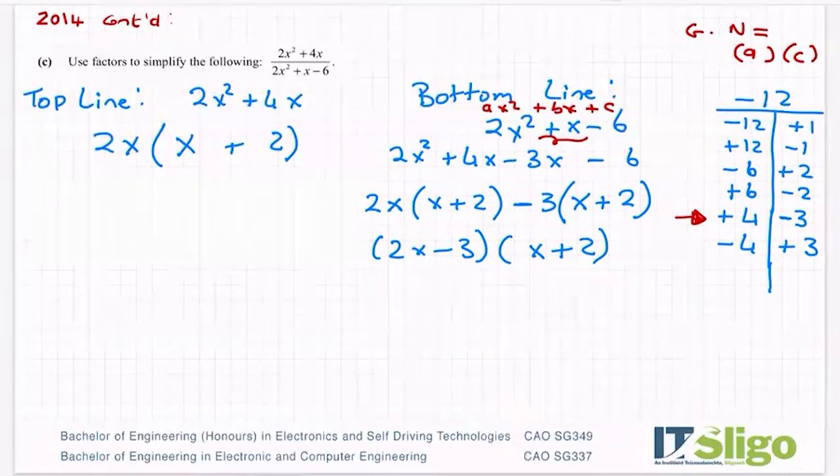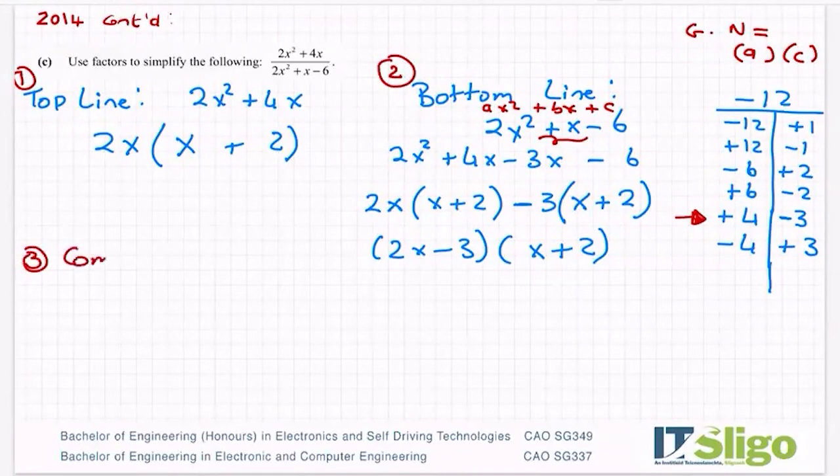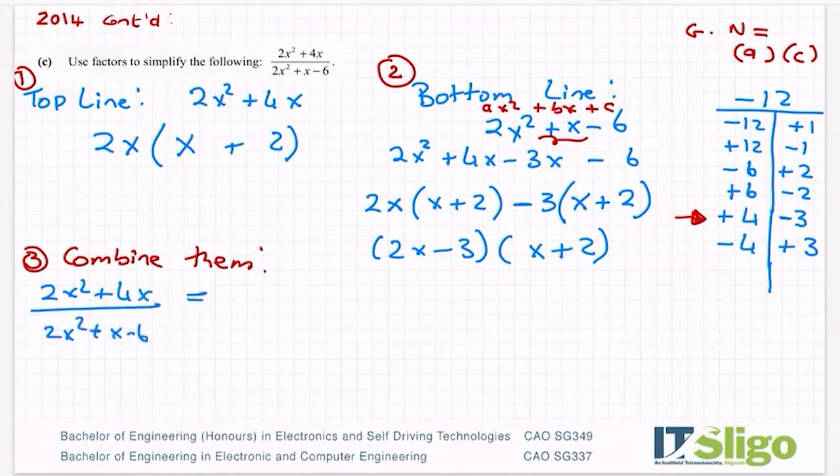Okay, so you combine them then. So that was step 1, you do the top line. Step 2 was the bottom line. Step 3, combine them. So by that I mean, this was my question. Instead of writing it like that, I'll write it as the factors that I just found.